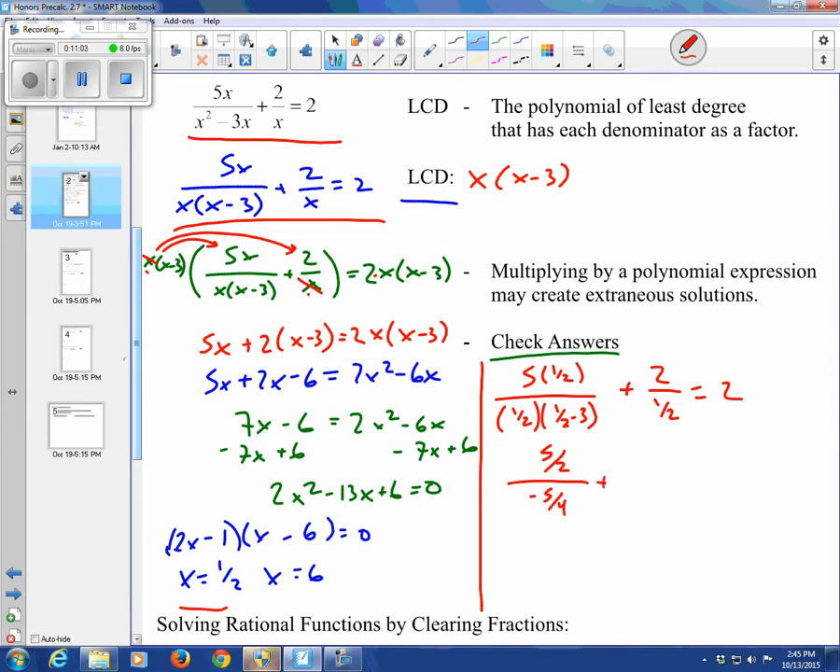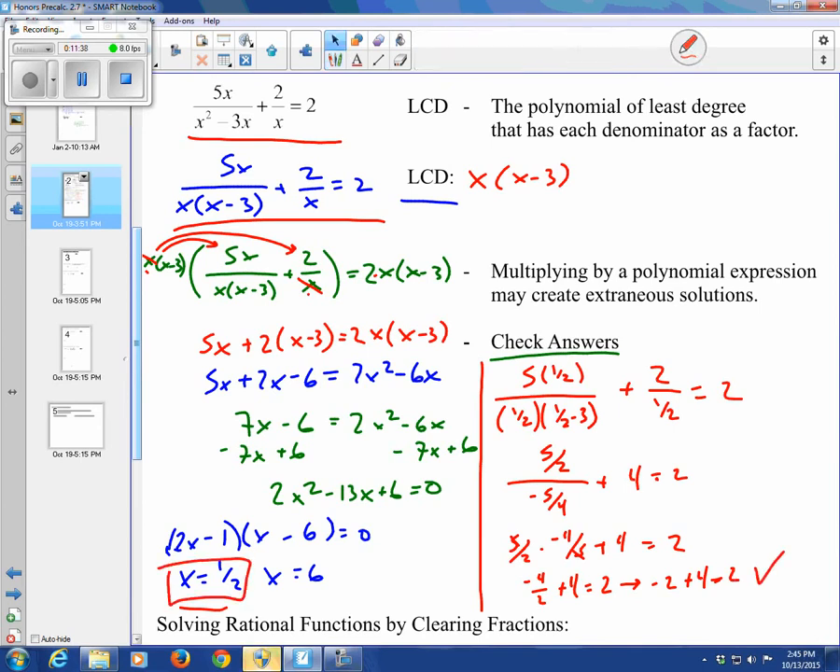And then plus, and then this guy I can multiply by the reciprocal with and get 4 equals 2. Now right here I can multiply by the reciprocal of that negative 5/4 and get 5/2 times my negative 4/5, plus 4 equals 2. And the 5s are going to cancel when we multiply those two fractions, and we are going to get negative 4 over 2 plus 4 equals 2, which is going to give us negative 2 plus 4 equals 2. And that's true, so we know that x equals 1/2 is going to be an actual solution for us.